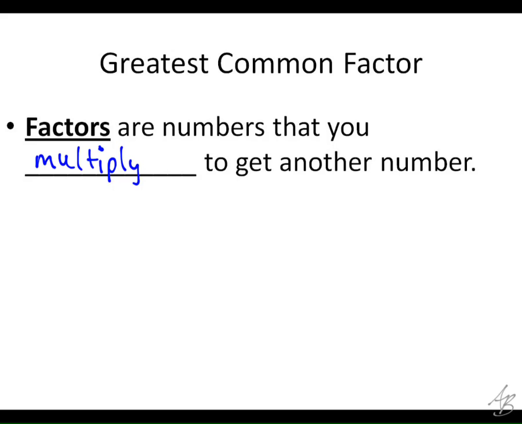There's some more. There's a number that's a factor of every number. What number is a factor of every number? 1. You can always multiply 1 times something to get the number, right? So 12 actually has a lot of factors. It has 1 as a factor, 2, 3, 4, 6, and I'm missing one. 12. Yep, because 1 times 12 is 12. All right, so a factor is just a number that you multiply to get another number.